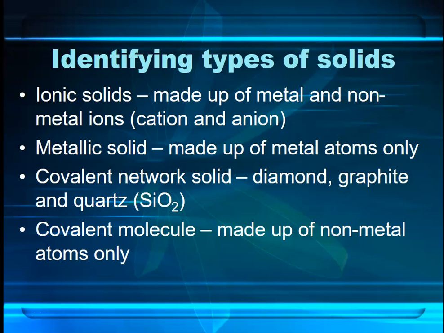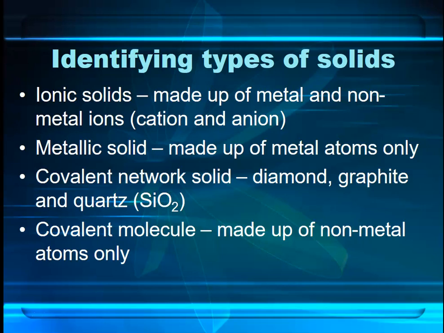Now, covalent network solids, there are a lot of these, but the only ones that you really need to be aware of at level 2 in this standard are diamond, graphite, and quartz or silicon dioxide. So they're the only ones you really need to worry about, and we'll talk about those specifically later.